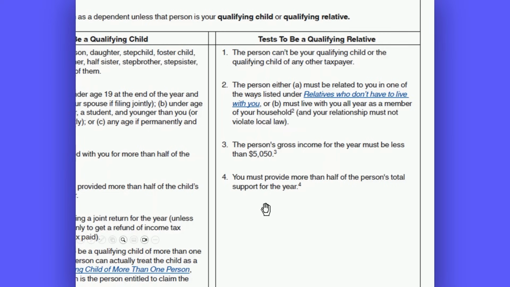So let's think about a stereotypical example of this. It might be a child who is not related to the taxpayer, but the taxpayer is taking care of that child. Maybe there was some sort of tragedy with the parents, or some situation where the parents aren't in any shape to take care of the child, and so a family friend has taken that child in and is caring for them. So even though the child's not related to them, they would still be able to take that child as a dependent as long as they meet all of these tests.